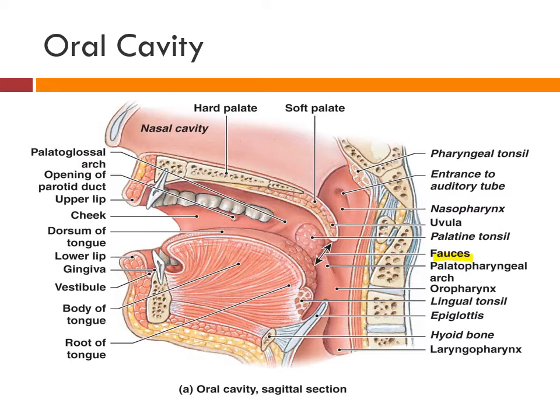What else do we want to know? The lips are in the front, and the area between the lips and the teeth is called the vestibule. I think that's all we need to really focus on in this picture.